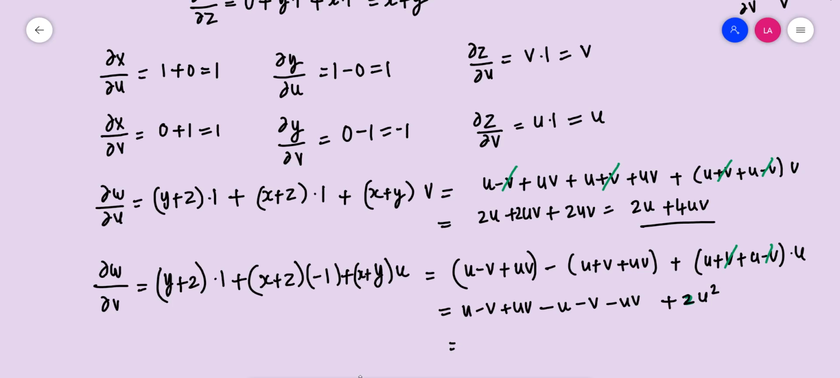So this should be equal to, so here also we can cancel some terms. These 2 terms get cancelled, these 2 terms get cancelled, so the answer becomes minus 2v plus 2u square.